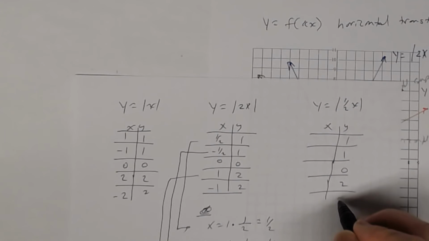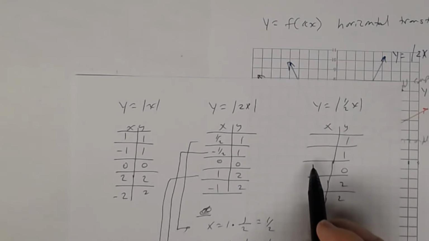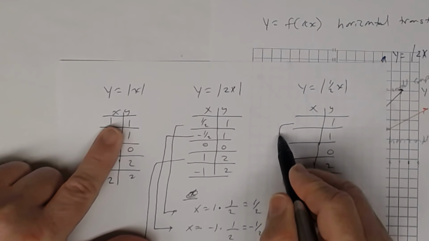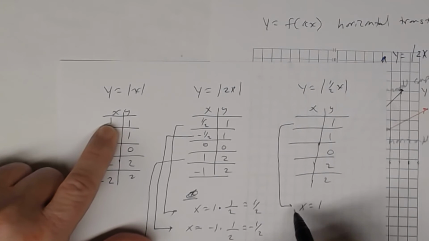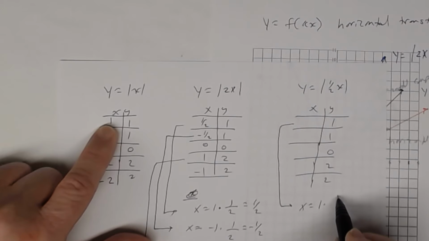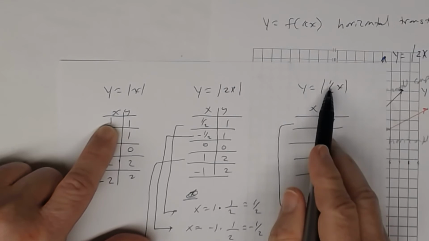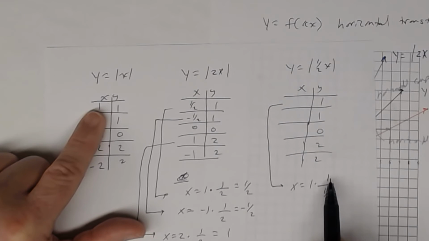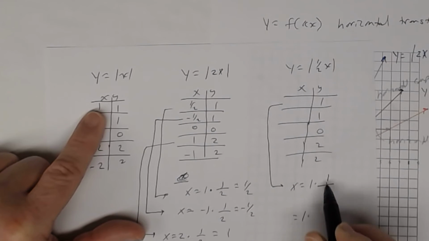And just real quick, let me show you this. I'm going to take this x coordinate, so x is 1. To get this x coordinate, I'm going to take this one here, which is 1, and multiply by 1 divided by k. K this time is 1/2. But you have to remember when you are dividing fractions, you change the problem to multiplication. So this becomes 1 times the reciprocal of 1/2.